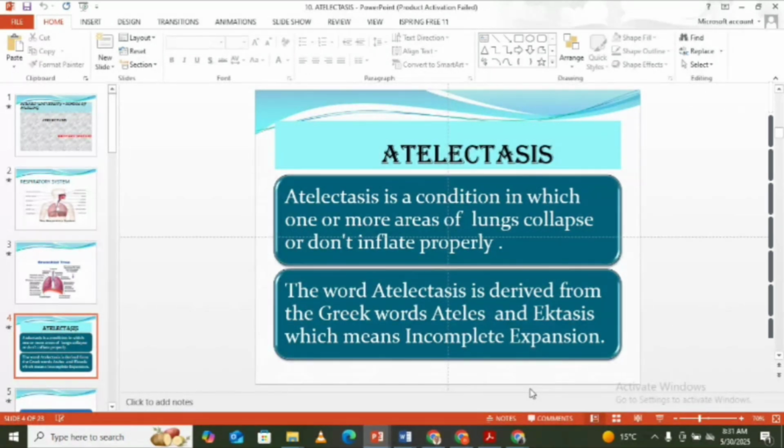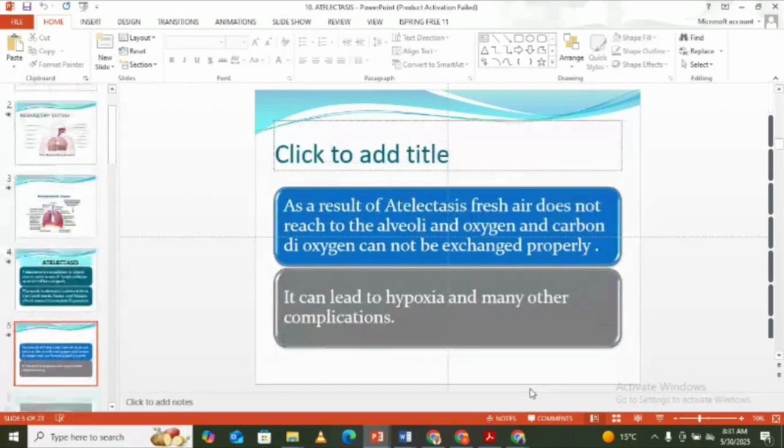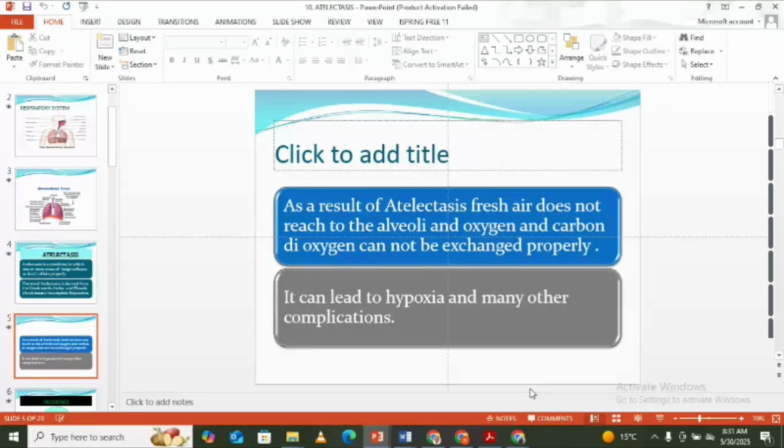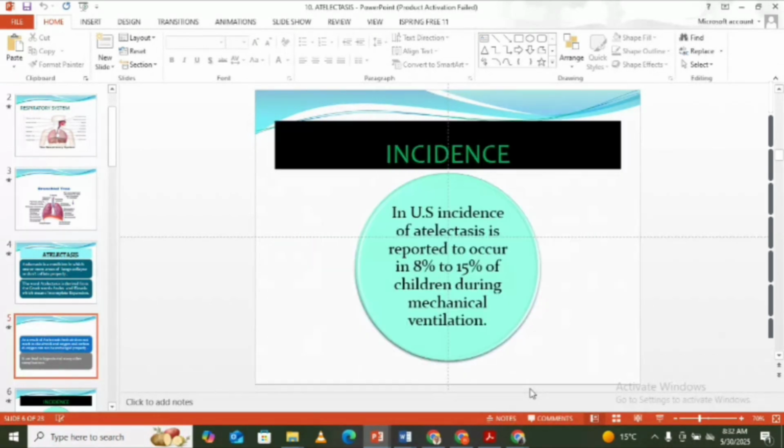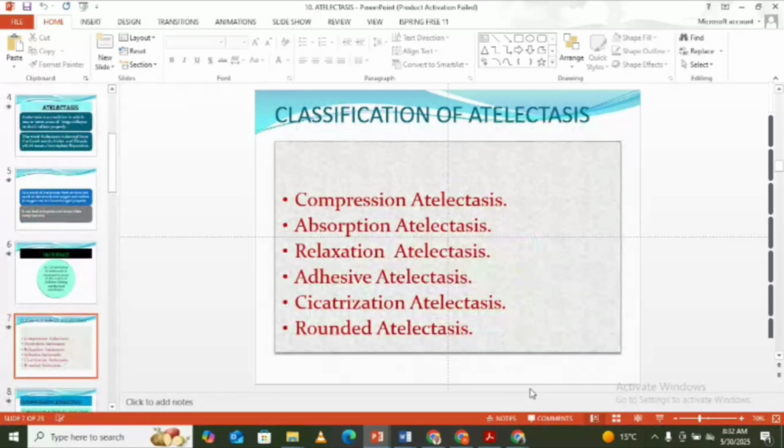So we look now at the pathophysiology and what will happen, more especially leading to the alveolar collapse and also impaired oxygenation. Because even with atelectasis, there's going to be impairment of oxygenation. So with atelectasis, fresh air will not be able to reach the alveoli, and oxygen and carbon dioxide cannot be exchanged properly, and that's going to cause the hypoxia and many other complications that we'll talk about.